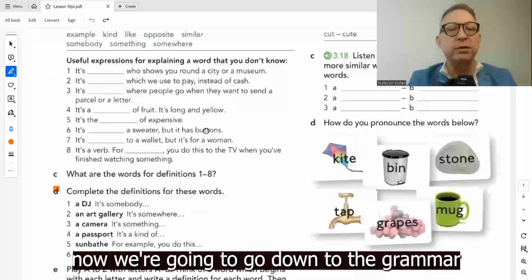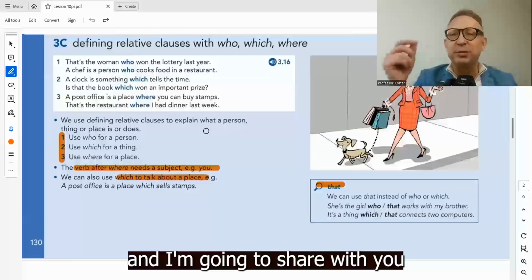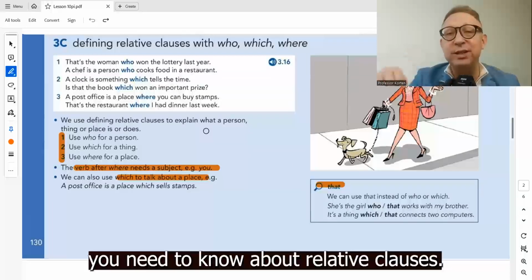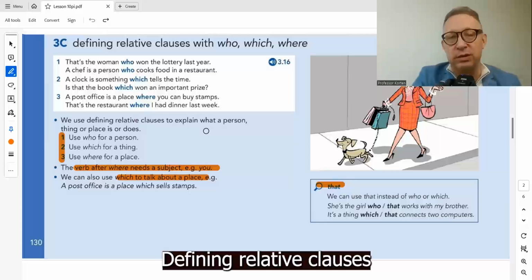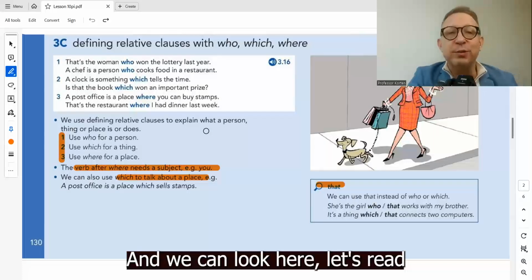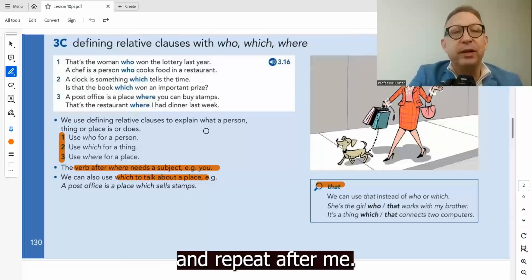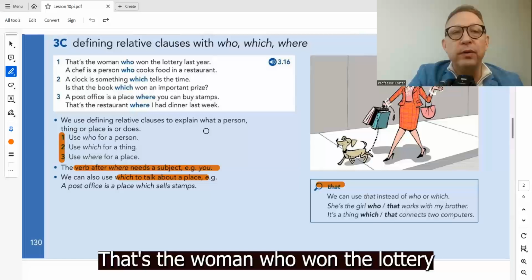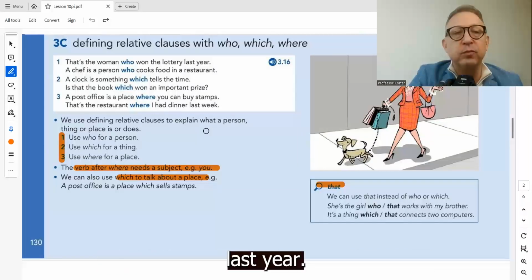Now we're going to go down to the grammar, and I'm going to share with you 4 rules you need to know about relative clauses. Defining relative clauses. Defining means it describes the noun or subject. And we can look here. Let's read and repeat after me. That's the woman who won the lottery last year.